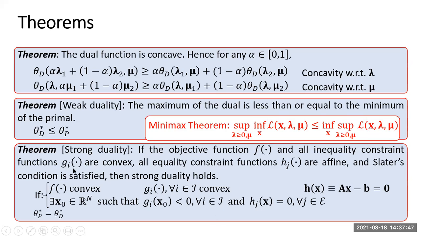And then if Slater's conditions are met, then strong duality holds. This is weak duality: theta d star is always less than or equal to theta p star, but under special circumstances, the Slater's conditions, theta p star becomes equal to theta d star.